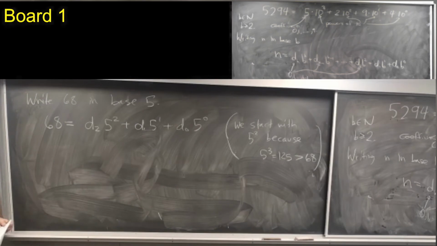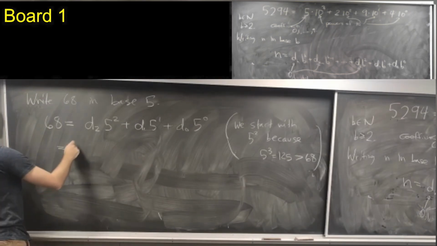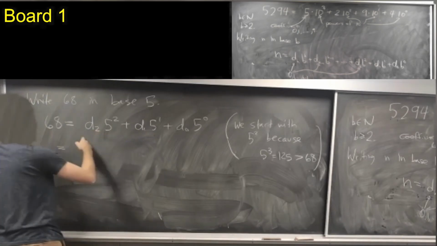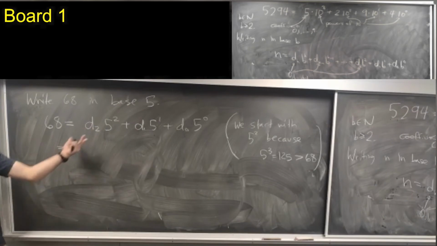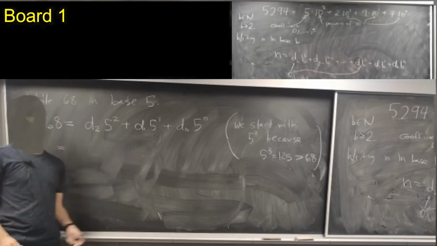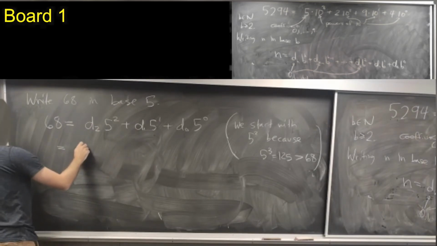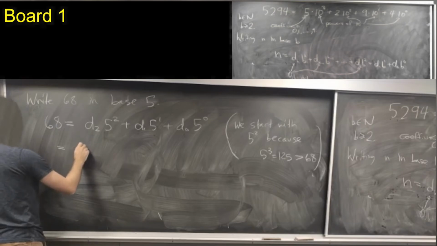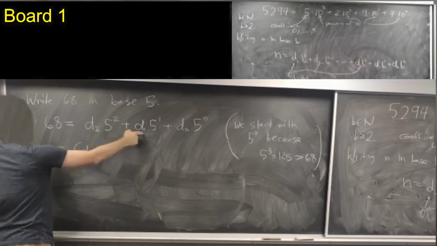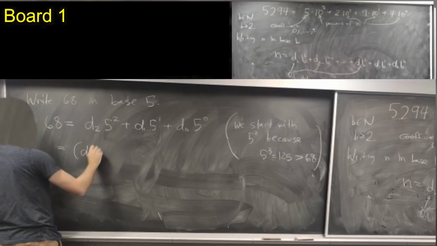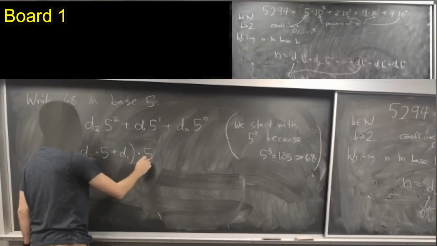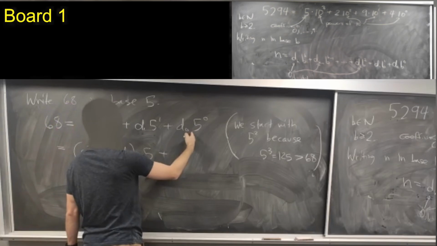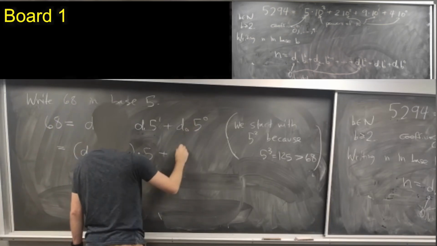Yeah, good. So here's the trick. I want to figure out what these coefficients are, right? I haven't done anything yet. I need to figure out what these numbers are. Here's a way you can do it. Suppose I take out a 5 from these two terms, and I notice that 5 to the 0 is 1, so I can just write d0 here.